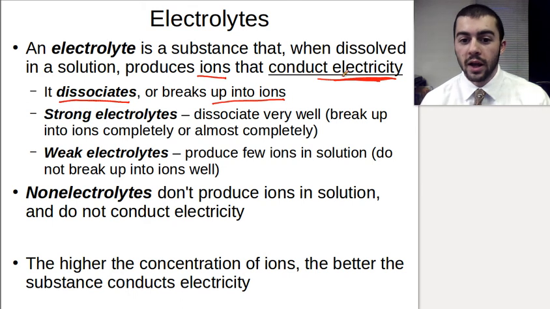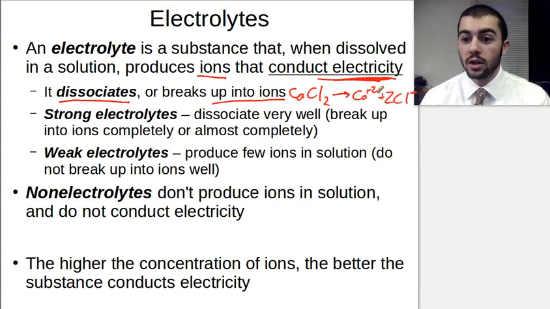Something like an ionic compound, say calcium chloride, CaCl2, will break up into one calcium 2+ ion and 2 chloride ions. So we would get a total of 3 ions out of this calcium chloride solution. This would be a decent electrolyte because it's going to break up and give us a bunch of ions.